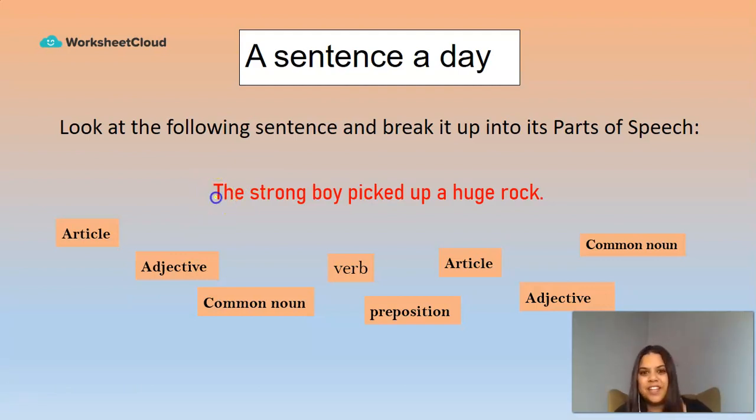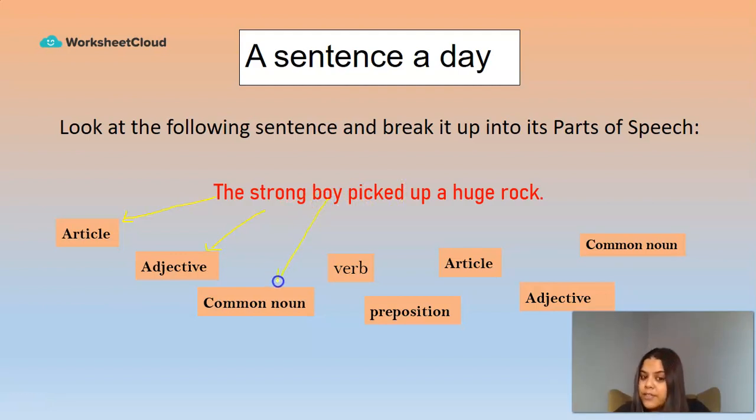So there is a definite article, okay? And over there I put an article and I'm going to draw an arrow to it. So it's an article. For the purposes of the sentences now, we are going to look purely at it being an article instead of saying it's a definite article. Okay? The strong boy. So strong is describing the boy and therefore it is an adjective. Very good, grade 4s. Then boy is the noun in the sentence, okay? And therefore it is a common noun.